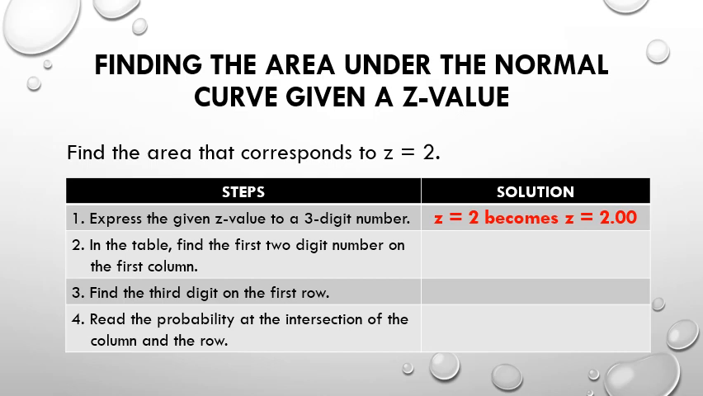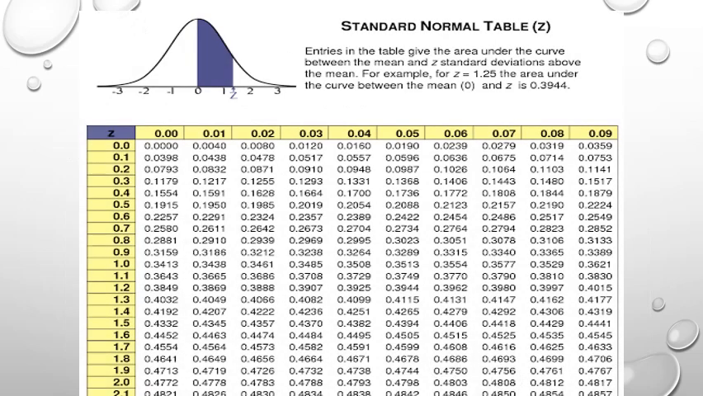Then, number 2, in the table, find the first 2-digit number on the first column. So, akong illustrate karon. Unsa may first 2-digit number ani, 2.00? So, the first 2 digits are 2.0. Okay? Then, third, find the third digit on the first row. Then, the third digit, of course, is kanang katapusan or the 0.00. Adto na dayon ta sa atong standard normal table.